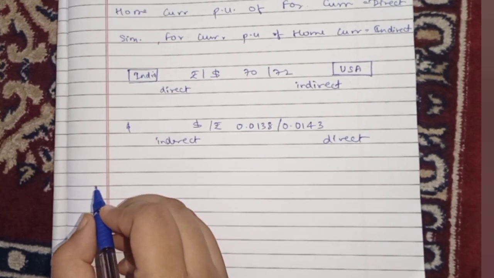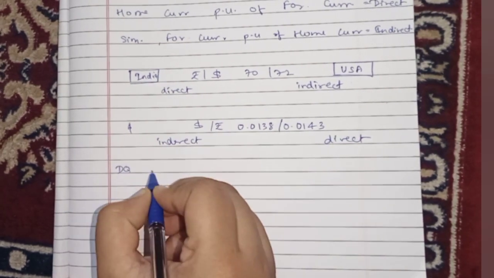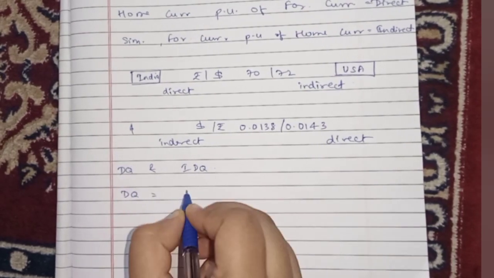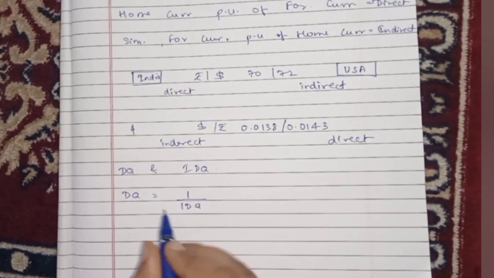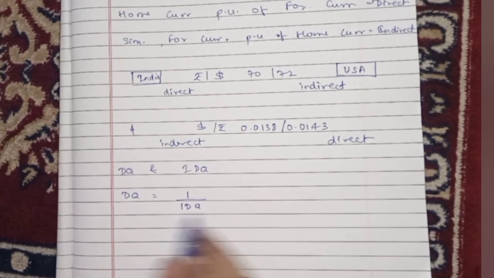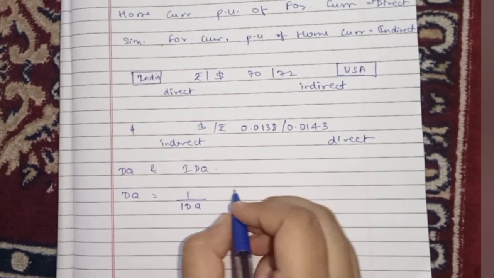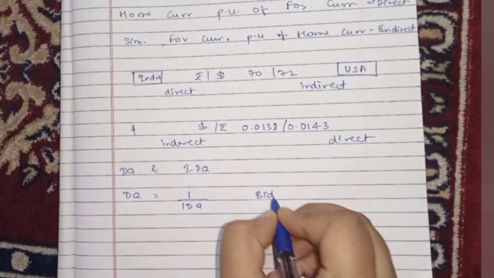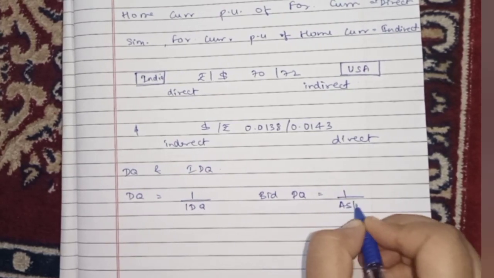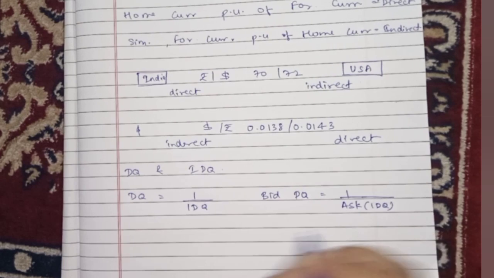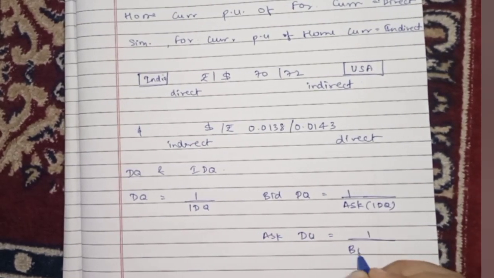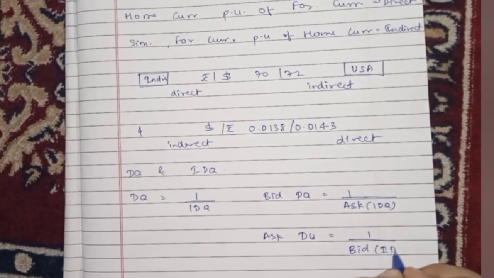Also, you have to understand the relationship between the direct quote and indirect quote. You can write it as direct quote is equal to 1 upon indirect quote, that is, direct quote is the inverse form of indirect quote and vice versa. Both are reciprocals of each other. Similarly, in case of bid, we will understand it later. For bid of direct quote, it will be 1 upon ask of indirect quote, and for ask of direct quote, it will be 1 upon bid of indirect quote.